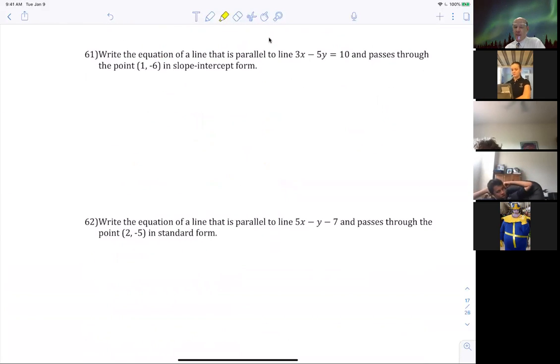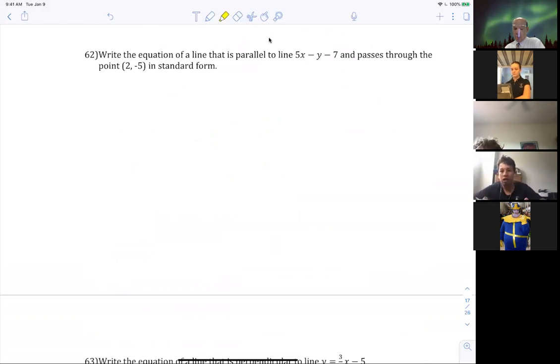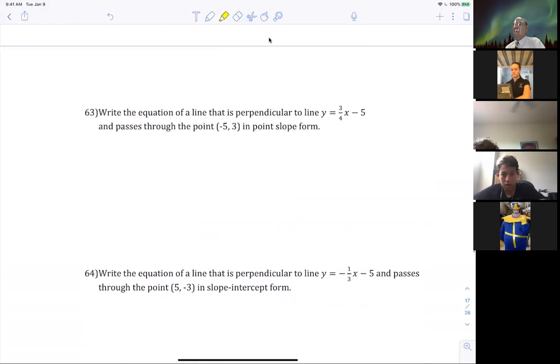All right. 61. No. Listen, I'm going to skip 61. I'm going to go down to 63 because I only got a minute. All right, 63. Now we're talking about perpendicular. So highlight perpendicular. Who remembers stuff about perpendicular lines?